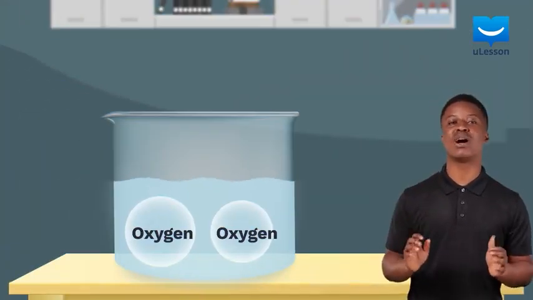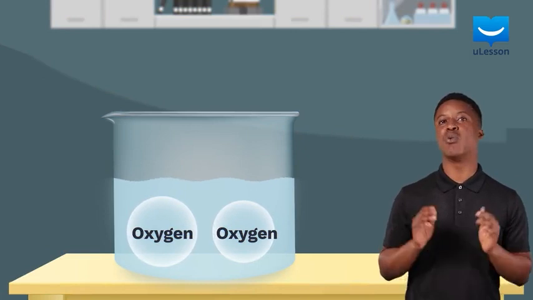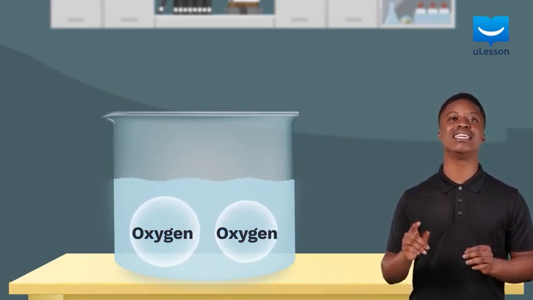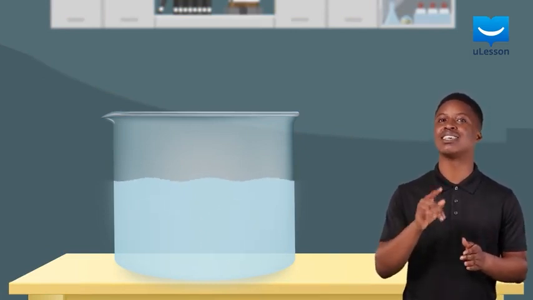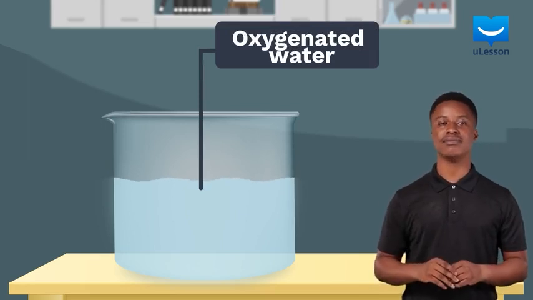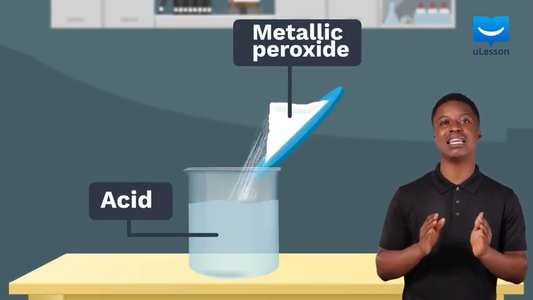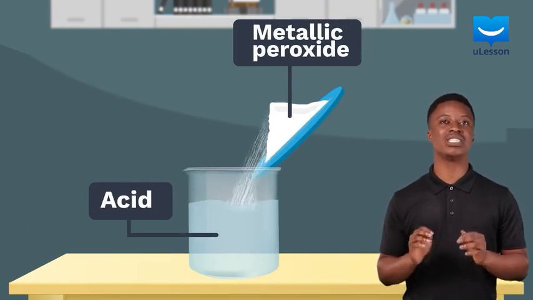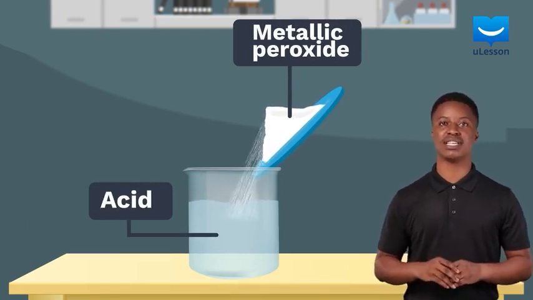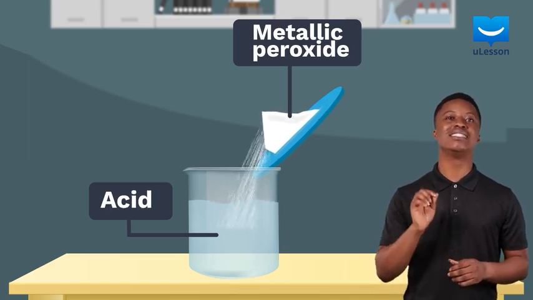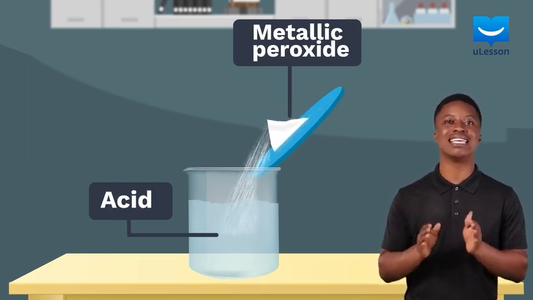Today, we know this compound as hydrogen peroxide, and we now only refer to water containing dissolved oxygen as oxygenated water. In the laboratory, hydrogen peroxide is produced using a similar method as that used by Louis-Jacques Thénard in his preparation process. It is prepared by dissolving metallic peroxides in acidic solutions. Now let's describe the process of preparation of hydrogen peroxide using barium peroxide.